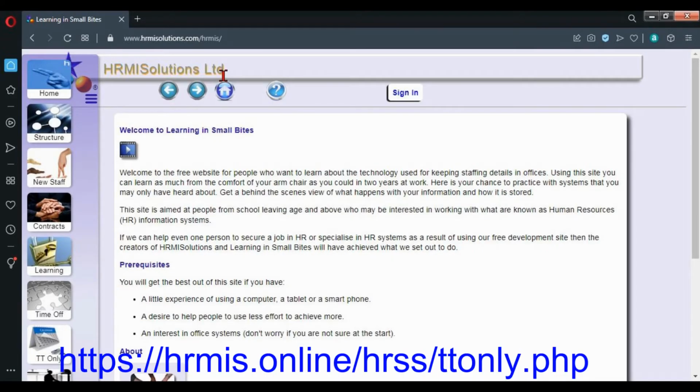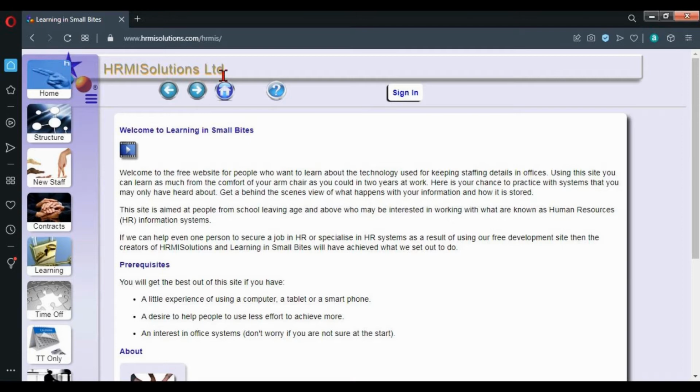The link is HRMIS.online/HRSS/TTonly.php, as you can see at the bottom of the screen. It is accessible from our Learning in Small Bites main page. You do not need to sign in. Everything you need is on screen.